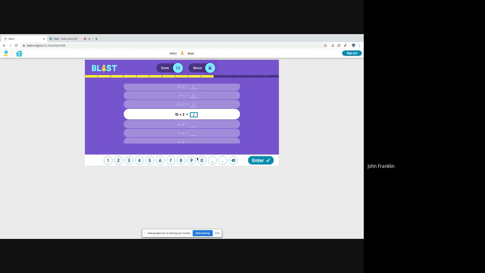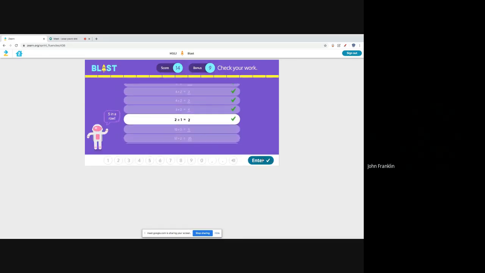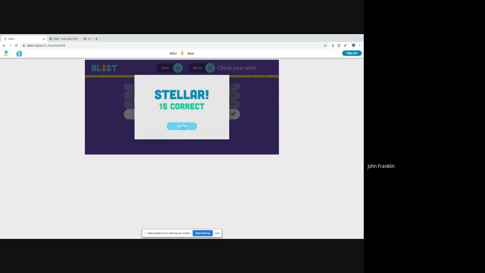10 times 2 is 20. 6 times 2 is 12. 7 times 2 is 14. 8 times 2 is 16. And 9 times 2 is 18. All done. Checking our work. All correct. Stellar.